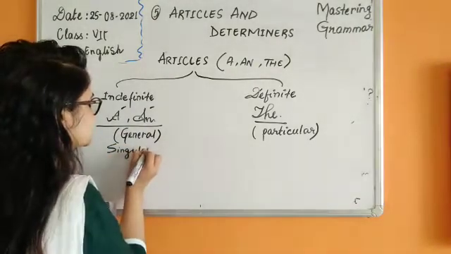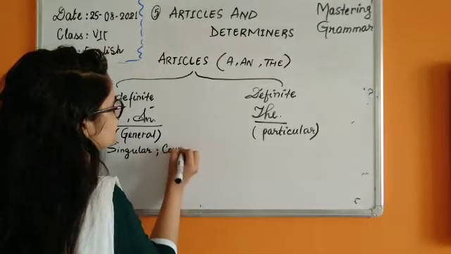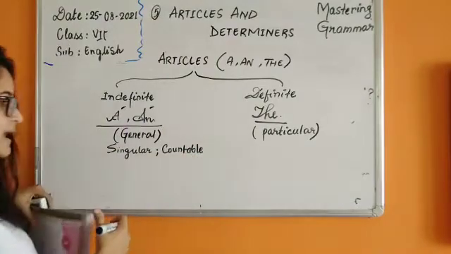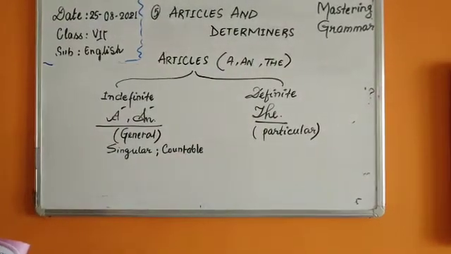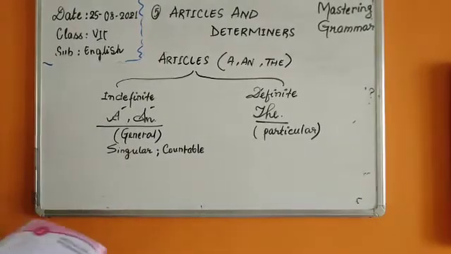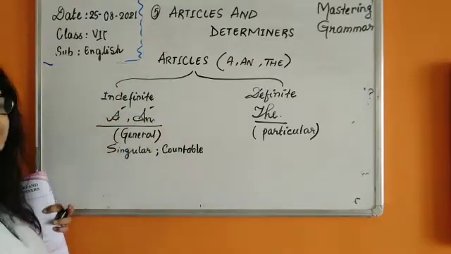We have already discussed in our previous video lesson about singular and countable nouns. I don't think you need an explanation for this again. So we are going to use indefinite articles, that means a and an, for singular and countable nouns. Now, when do we use a and when do we use an?